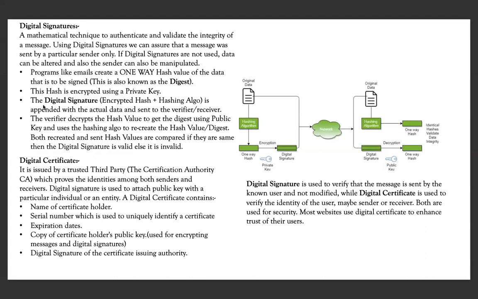So the digital signature, which is the encrypted hash value, created using my private key, if I'm the sender, combined with the hashing algorithm, is appended to the actual data which is to be sent. The receiver, upon receiving the data and the digital signature, will recreate the hash value on the data received. If the hash value that is received and the hash value that is calculated on the receiving end are not the same, then the digital signature is invalid. So we do not trust that message.